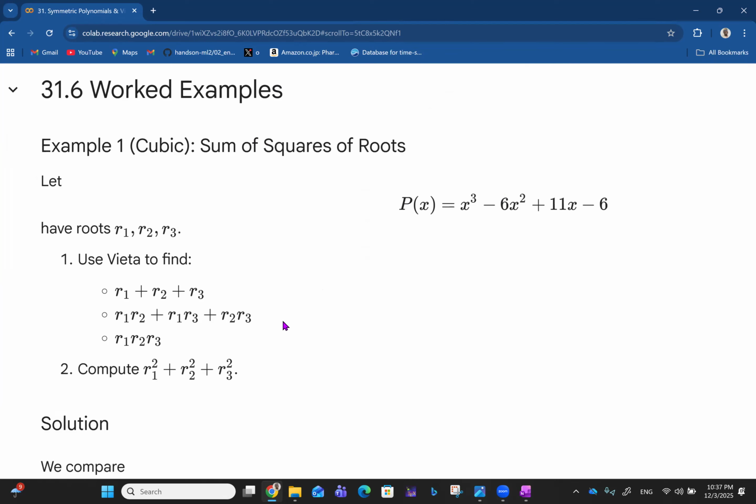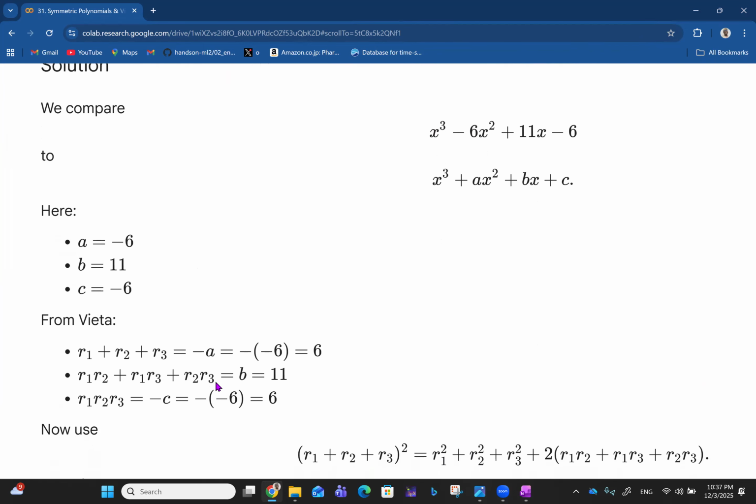Then this one, of course, is going to be b, and b here is 11, so this is going to be 11. R1 R2 R3 is going to be minus c. That's minus minus 6, which is also 6. Then this one now we need to compute. Okay, so let's look at the solution.